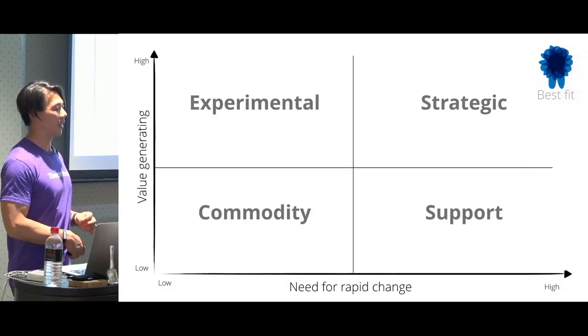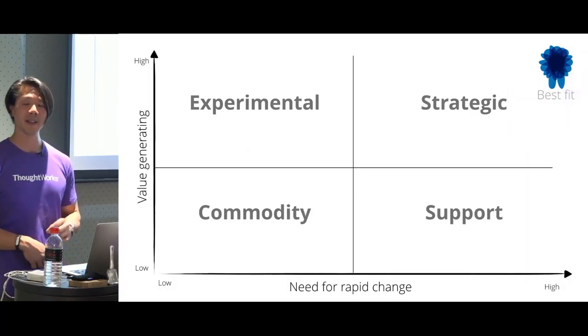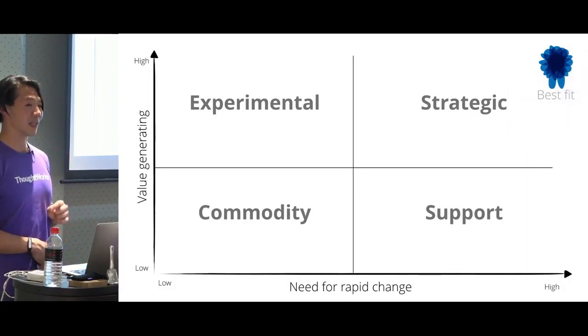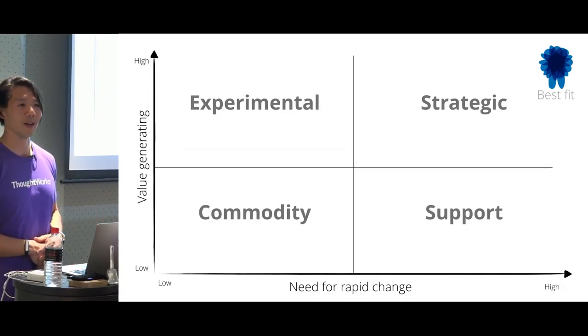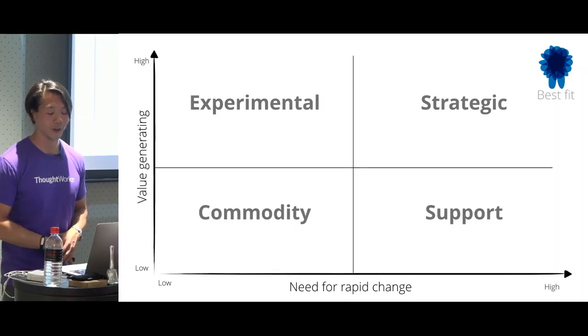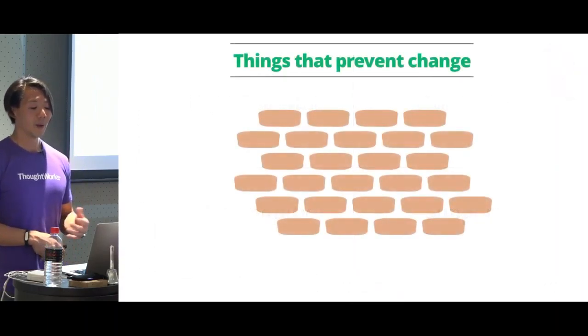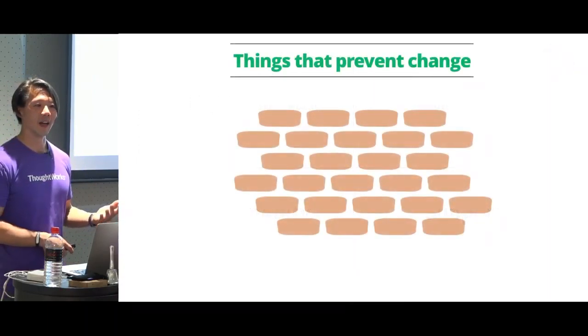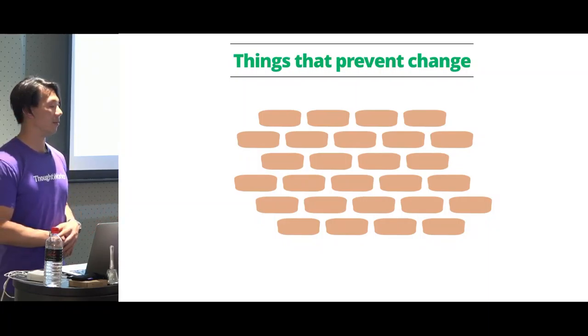This is where you really want to be thinking about not necessarily buying stuff off the shelf and customizing it, because that's going to limit how fast you can respond to the business need, but actually implementing all the things I've been talking about, because it'll help you support both technical changes as well as business changes overall. Now, what are the things that prevent people from actually implementing change?